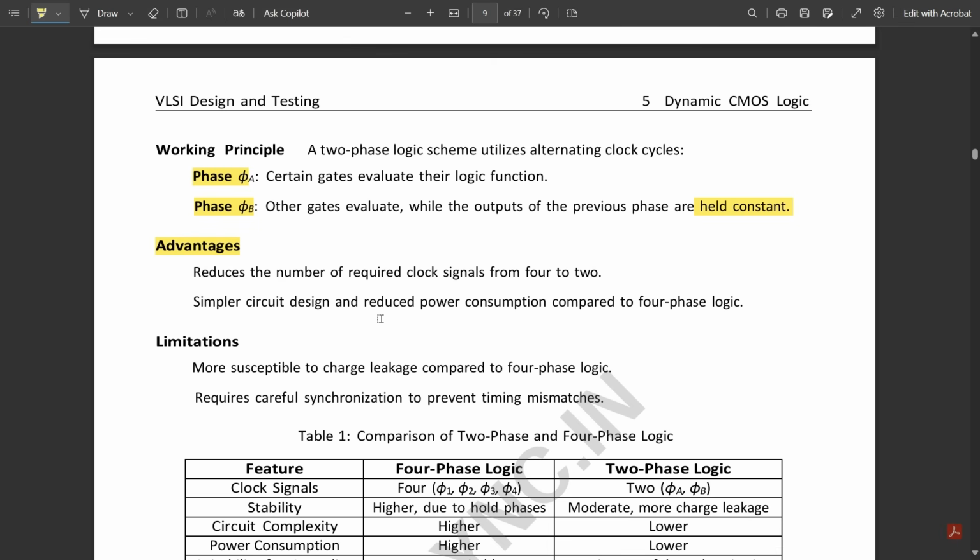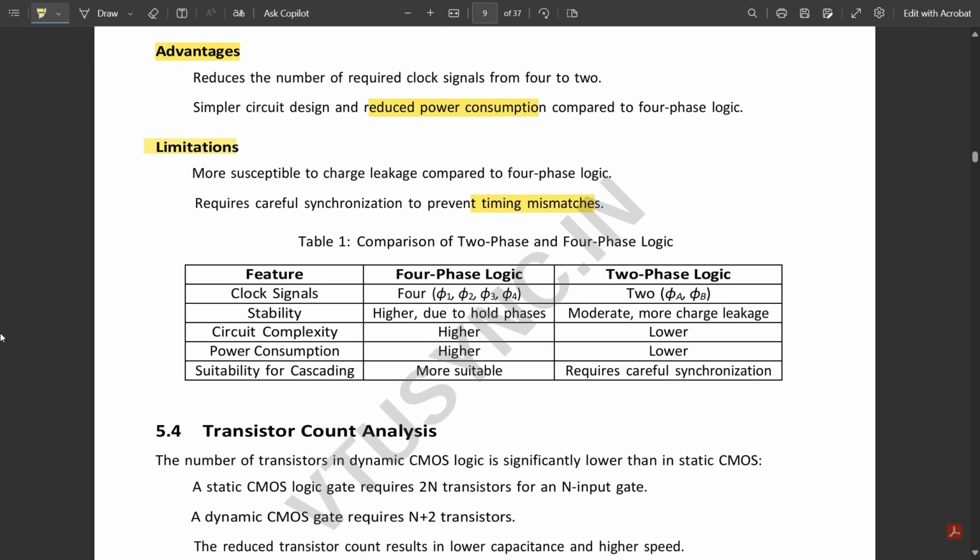Simpler circuit design and reduced power consumption. Limitations: more susceptible to charge leakage compared to four phase logic. It requires careful synchronization to prevent timing mismatches. Okay, so these are some of the advantages and limitations, and this is one comparison of two phase and four phase logic. You see here, clock signals 4, that is φ1, φ2, φ3, φ4 in the case of 4 phase, and for 2 phase it is 2.